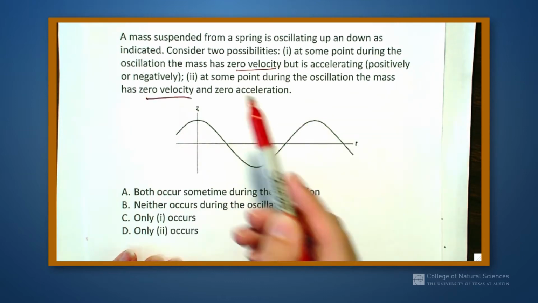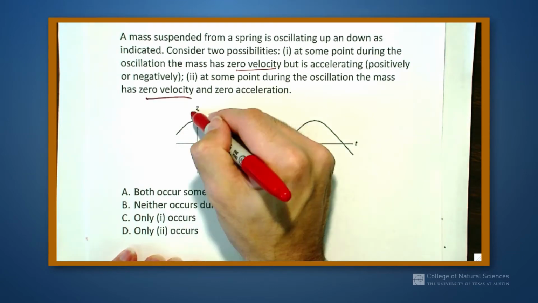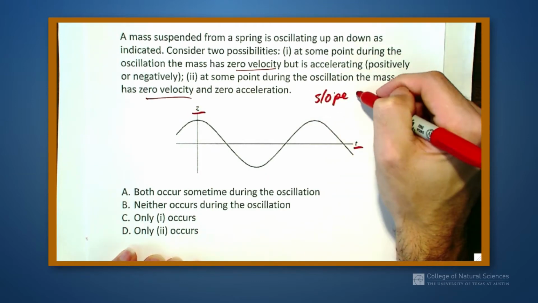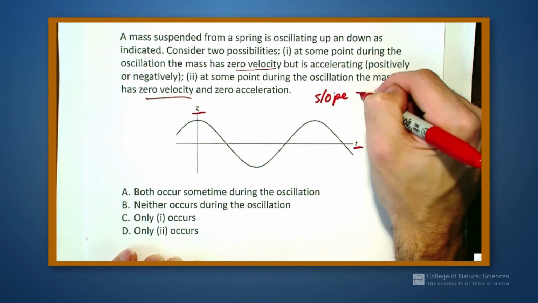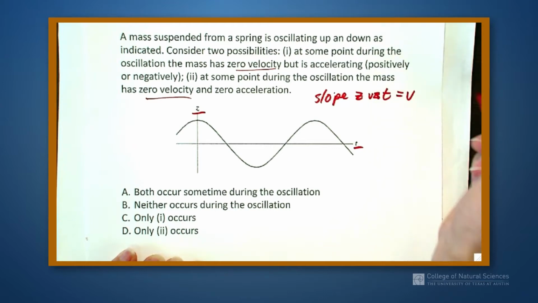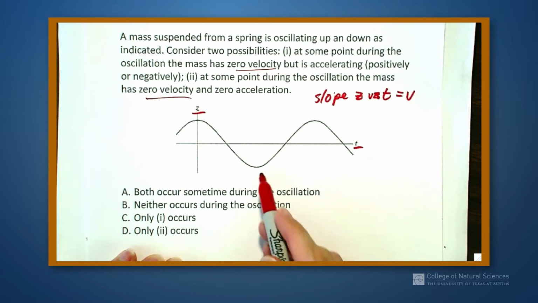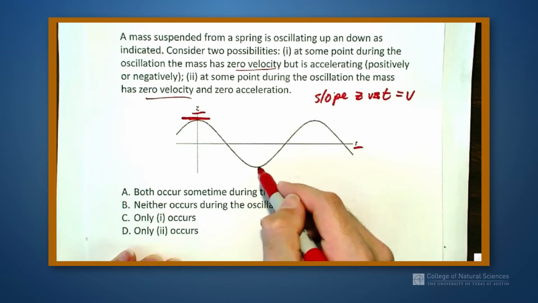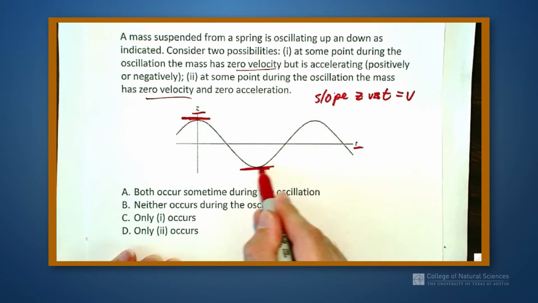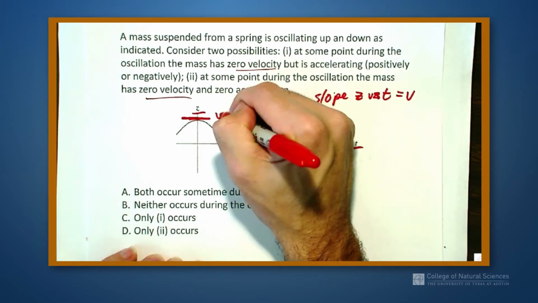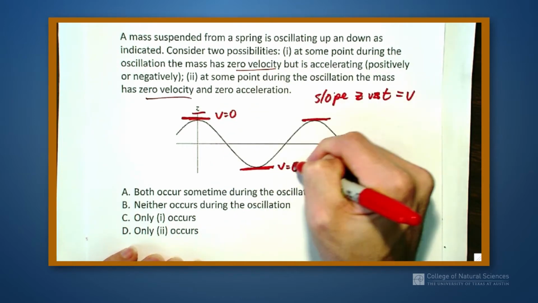So, in a position versus time graph, the slope of the position versus time is equal to our velocity. So I want to know, when does the slope go to zero? Well, I see at the very top here, this slope is 0. Down at the bottom, this slope is 0. And at the top, that slope is 0. So these are my velocity equal 0 positions.